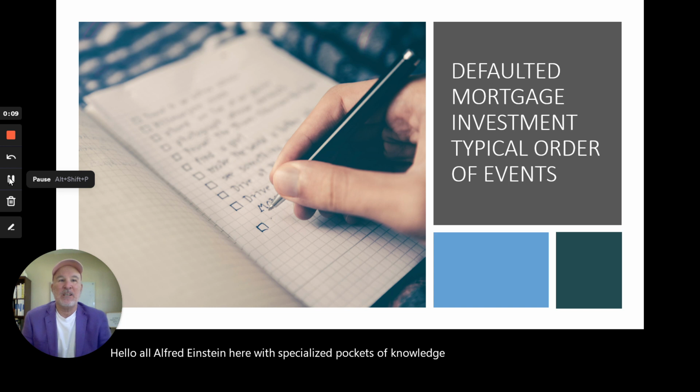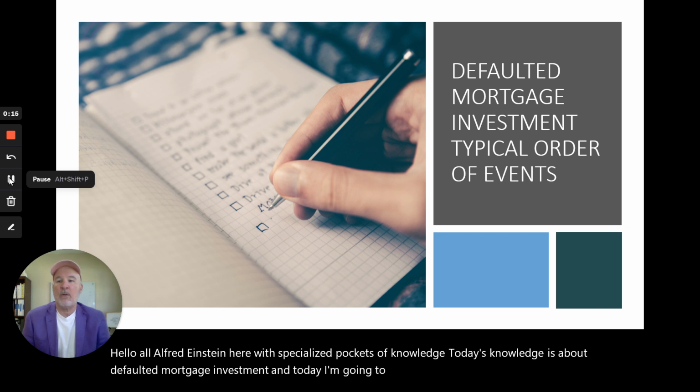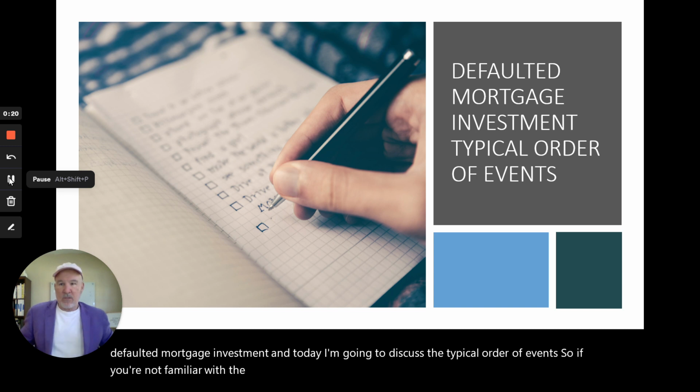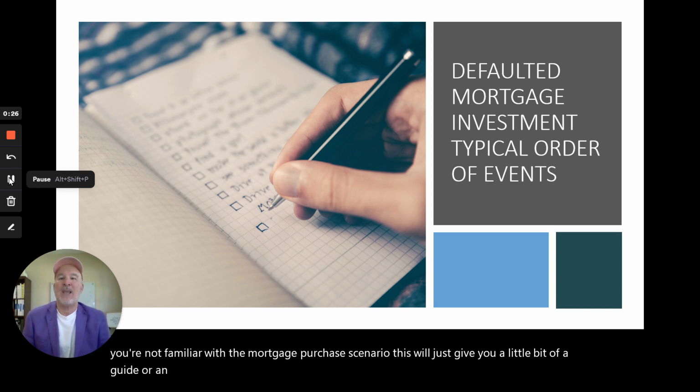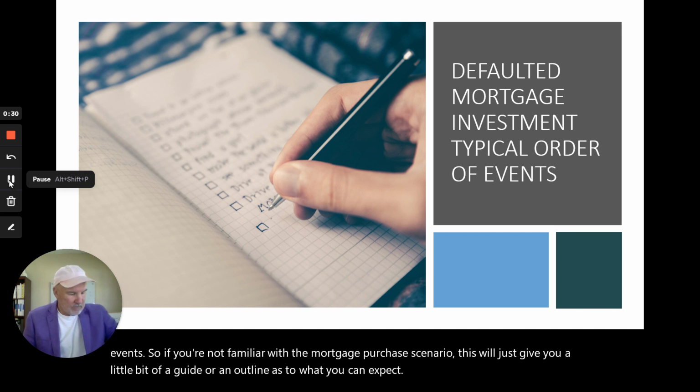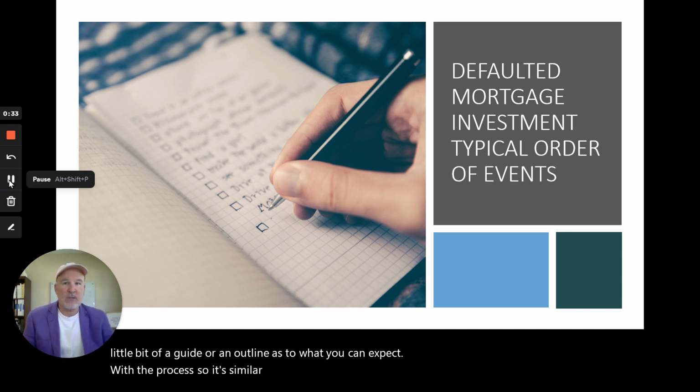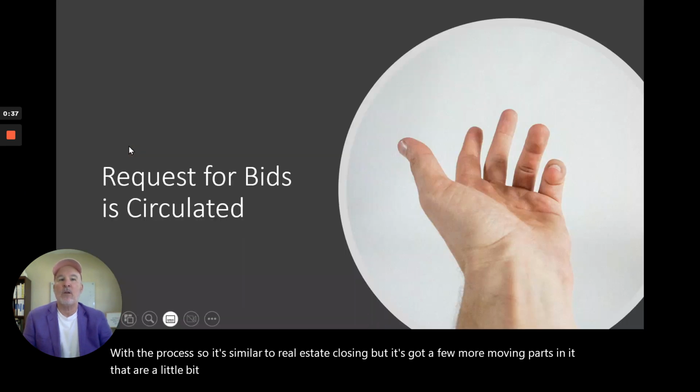Today's knowledge is about defaulted mortgage investment, and today I'm going to discuss the typical order of events. If you're not familiar with the mortgage purchase scenario, this will give you a guide or an outline as to what you can expect with the process. It's similar to a real estate closing, but it's got a few more moving parts in it that are a little bit different. So let's get right into it.